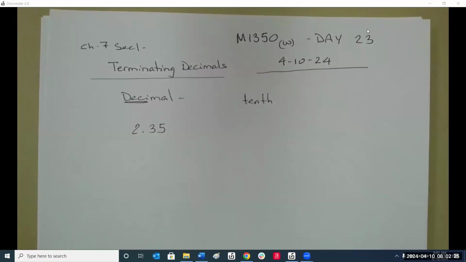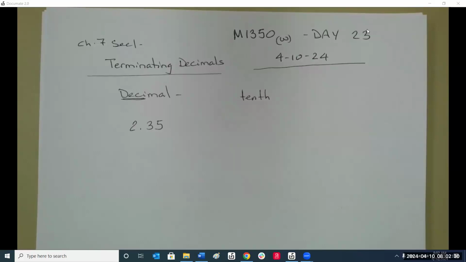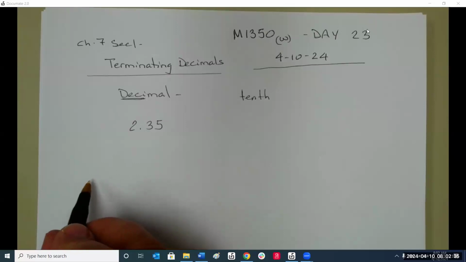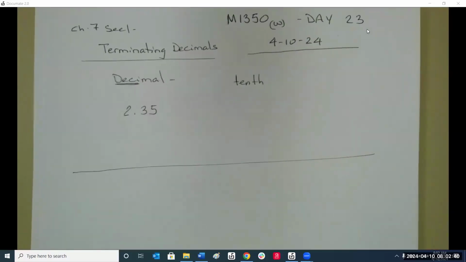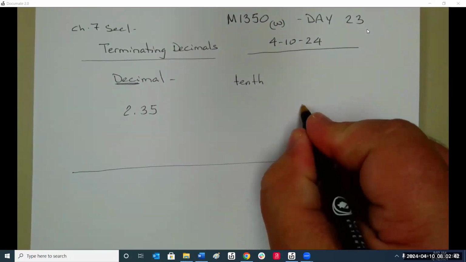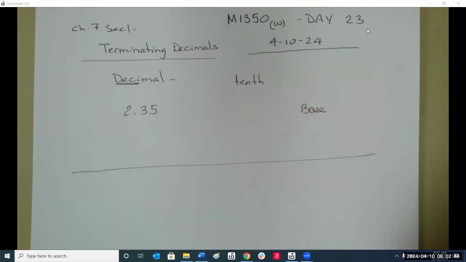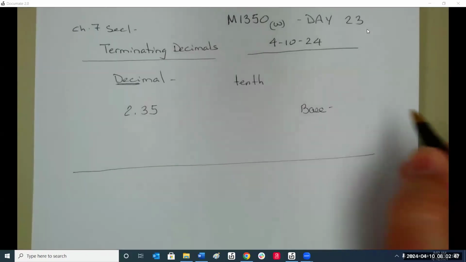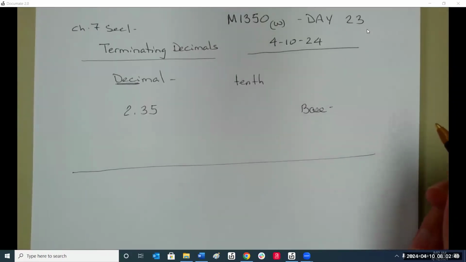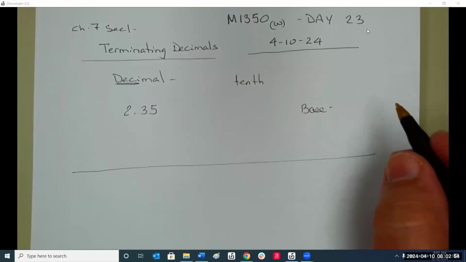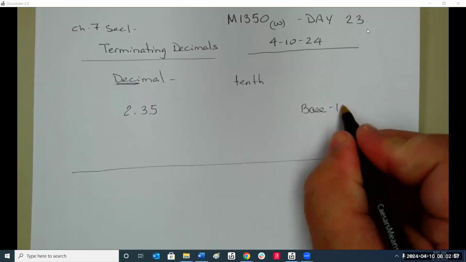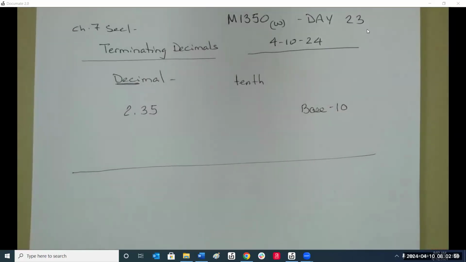Let's look at how numbers are structured. What is our base system for the numbers that we're using? What base? We talked about bases. What base system are we in? Which one? What base system is that then? Base 10. Very good. If you ever forget, count the number of fingers you have.